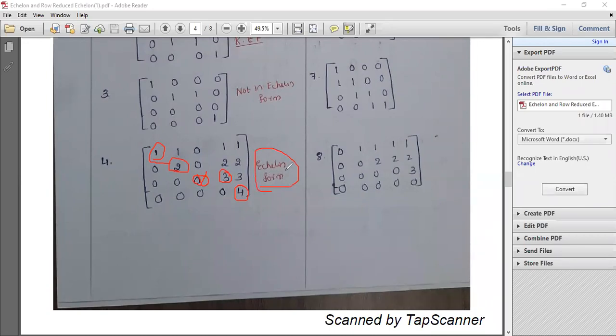You are able to identify which is echelon form, which is not in echelon form, and which is in reduced echelon form. Are you all sure about it now? Very good. So if you're not understanding, try to see everything. Every time you have to see, okay, this is the leading element, this is the leading element.